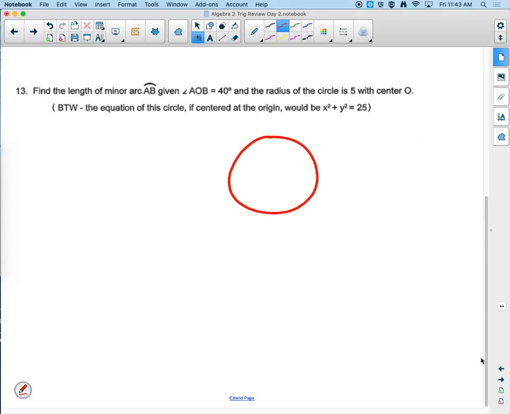Find the length of minor arc AB, given that angle AOB is 40 degrees, and the radius of the circle is 5, with the center at O. By the way, just so everybody remembers, a circle equation with a radius of 5 would be x squared plus y squared equals 25.